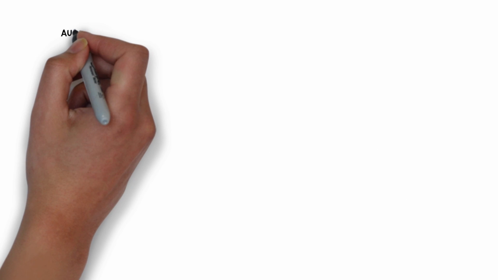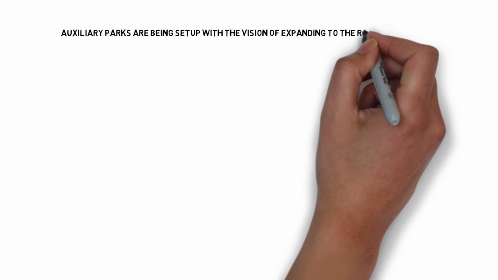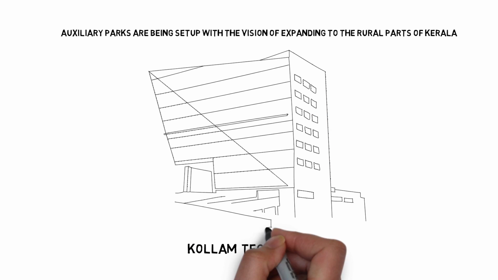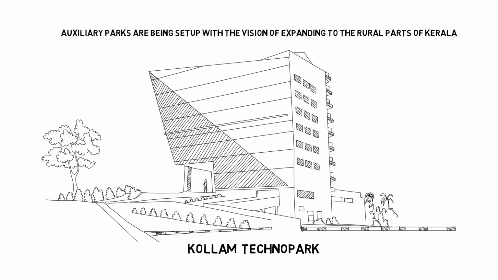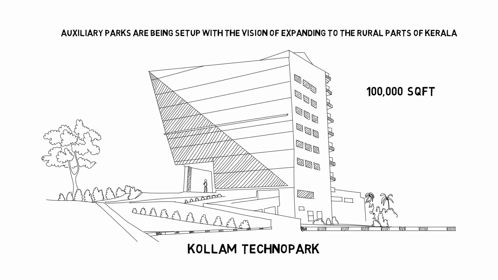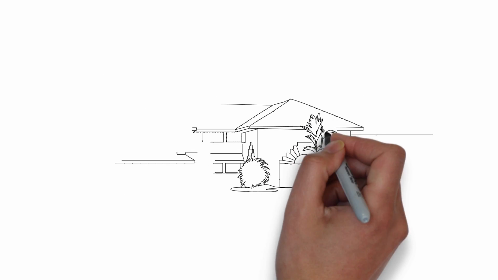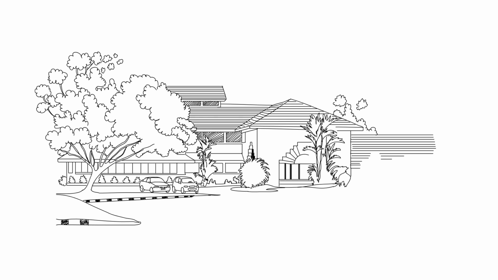The hub and spoke model we follow has allowed us to expand to the rural areas of Kerala with the vision of setting up small auxiliary parks. Kollam Technopark is one of the first rural IT parks in Kerala. It features a built-up space of 100,000 square feet, and the phase one of the building is already complete and ready for occupation. The presence of all such infrastructure and models is not enough for running a world-class IT park.